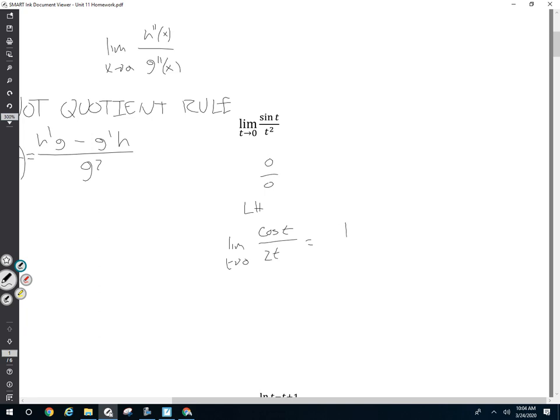Plug in 0, I get 1 over 0. Now, this is not 0 over 0. This is undefined. This is an indication of a vertical asymptote. Remember, we talk about a number divided by something approaching 0, whether to the left or to the right. This is going to be approaching a positive or a negative infinity. So this actually does not exist. There will be a vertical asymptote.